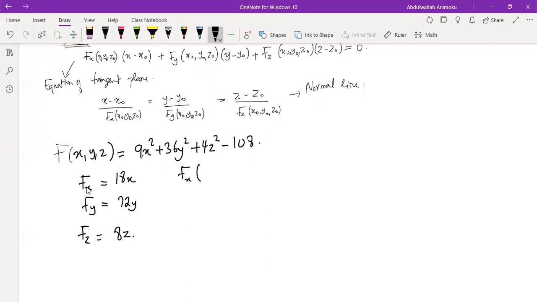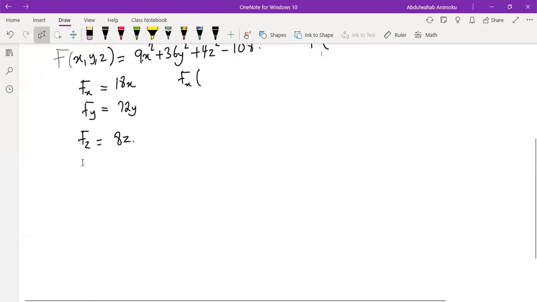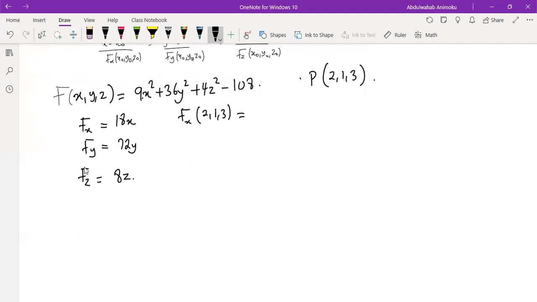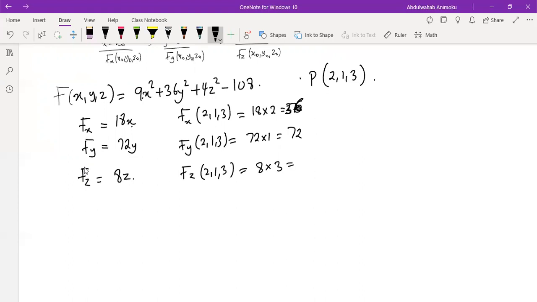Okay. Now that you have this, you need to evaluate this at the point. So what's the point that we are working with? 2, 1, 3. Okay. So we need to evaluate this at 2, 1, 3. So fx will be 18 times 2, which is 36. Now fy of 2, 1, 3 will just be 72 times 1, which is just 72. And fz at 2, 1, 3 will just be 8 times 3, which is just 24.